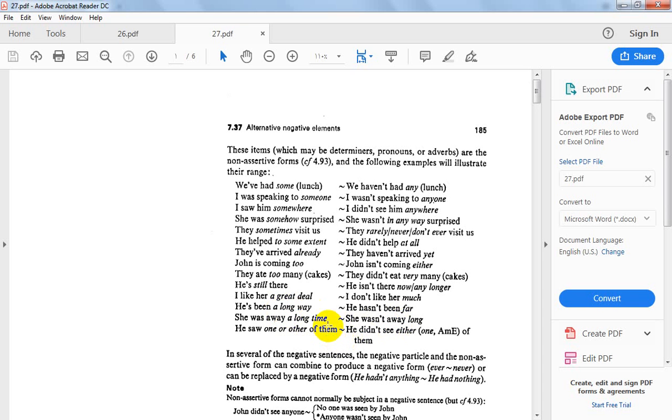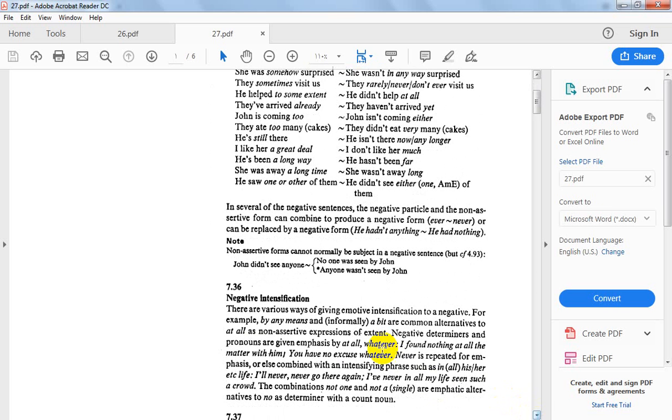She was away a long time. She was not away long. Long time with positive, long وحدها with negative. I saw one or other of them. He didn't see either. يعني one or other becomes either. In several of the negative sentences, the negative particle, يعني negative particle اللي هي not, okay, please keep this in mind, the negative particle not and the non-assertive form can combine to produce a negative form, ever, never, or can be replaced by a negative form. He hadn't anything, he had nothing.